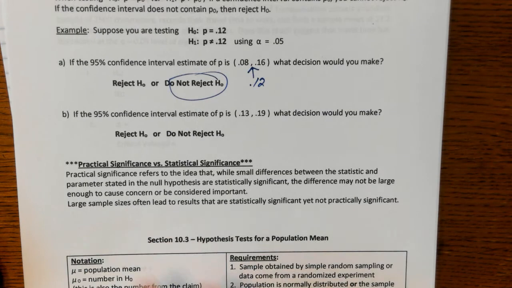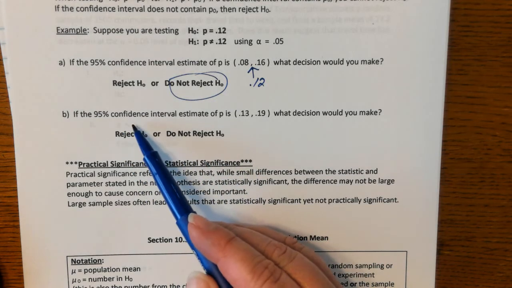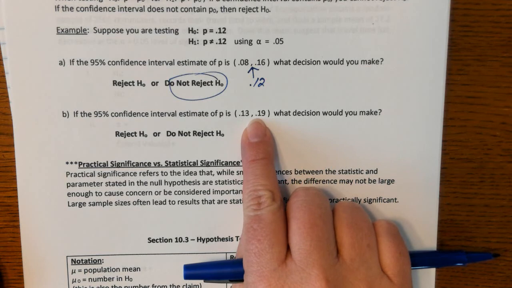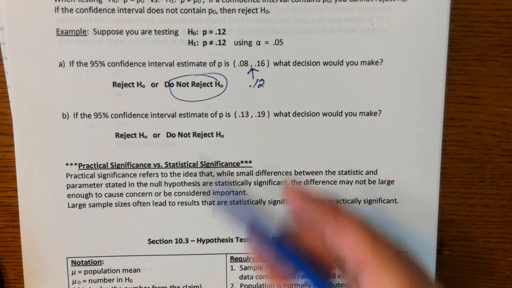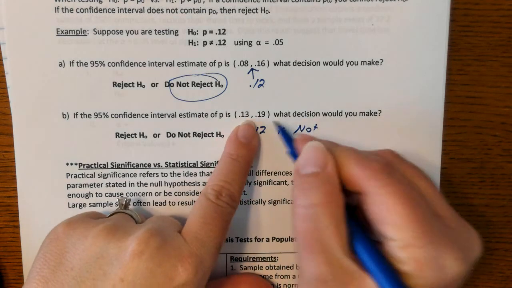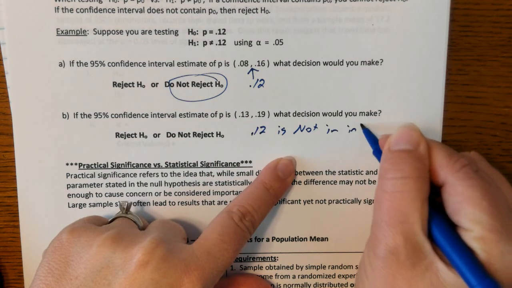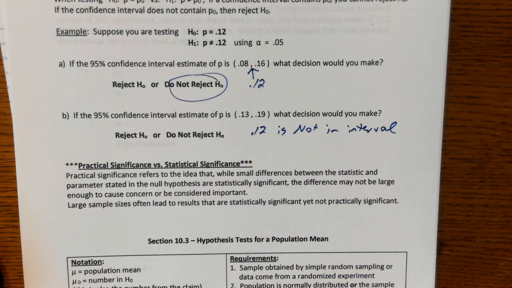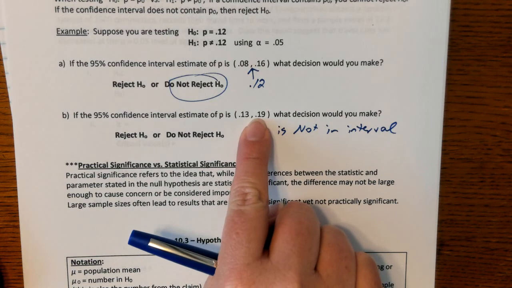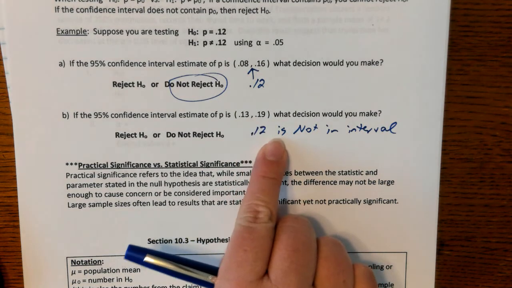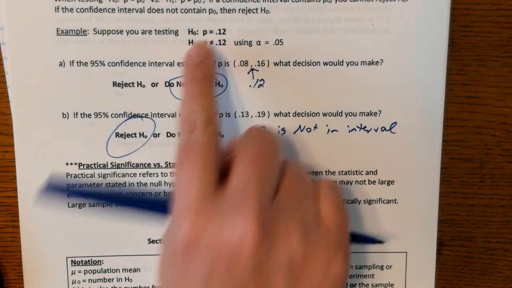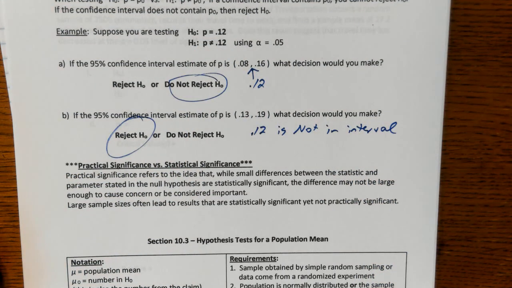Now on the flip side, let's say that we had done a 95% confidence interval and it gave us the results 0.13 to 0.19. Well, notice 0.12 is not in this interval. If this is saying we are 95% confident that between 13 and 19% of people like spinach, well, 12% is not in there. So that means we are not going to support this null hypothesis. We're going to reject it.